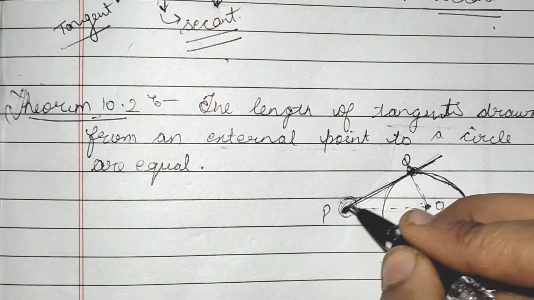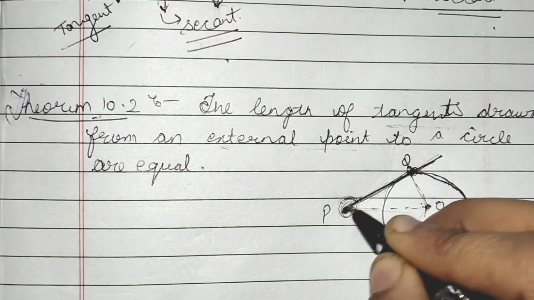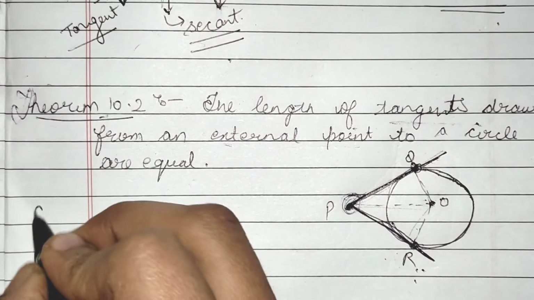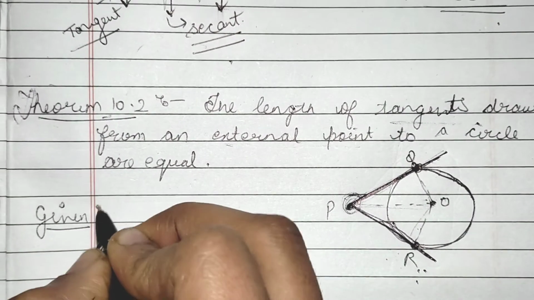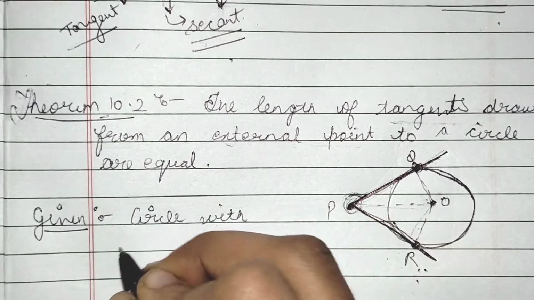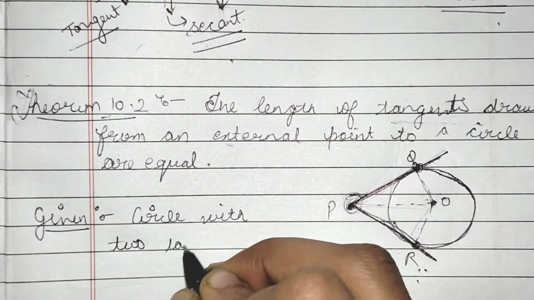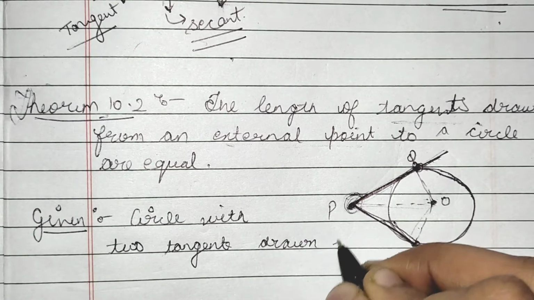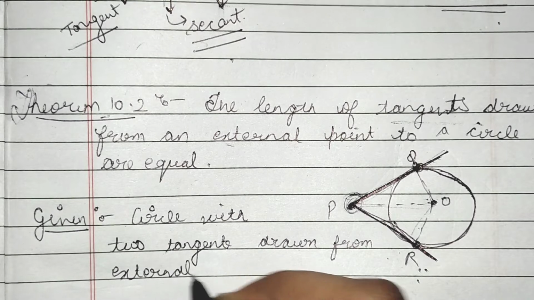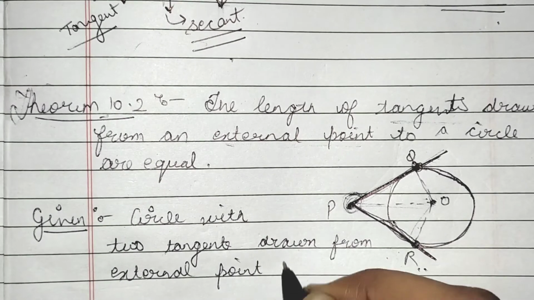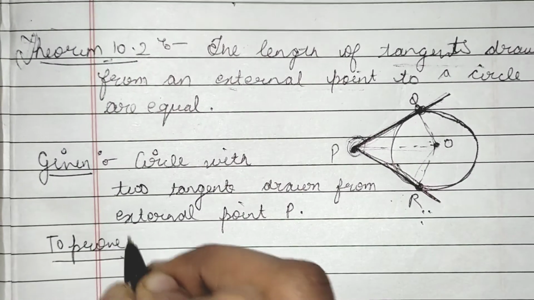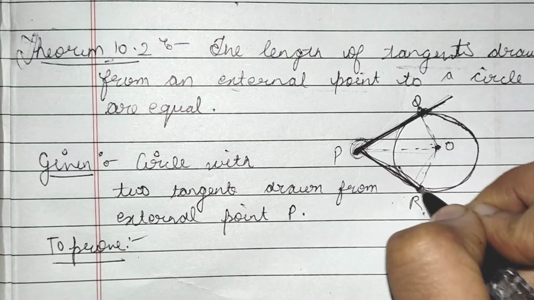So we have to prove that the lengths of the tangents, that is PQ, is equal to PR. Right? So what is given to you? Given is a circle with two tangents drawn from external point P. What we have to prove? To prove is that PQ is equal to PR.